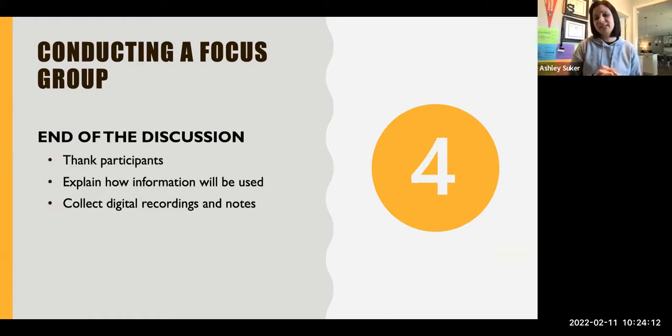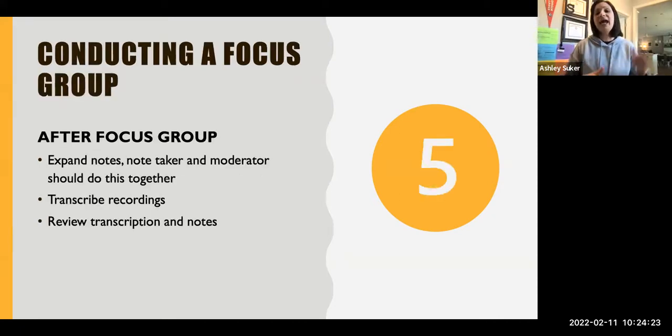Then you need to end the discussion. When you end the discussion, you'll thank the participants, you will remind them how the information will be used, and you will collect all digital recordings and any written notes. And then lastly, after the focus group is all the way over, you need to expand on those notes. This is like the observation. The note taker and the moderator need to sit down immediately after the focus group and write down everything that they think was important.